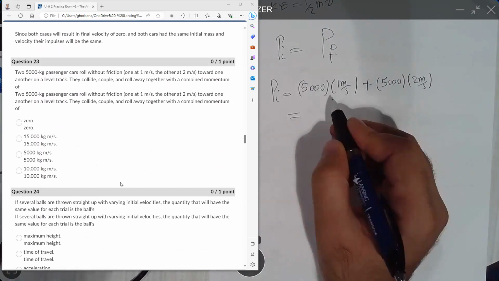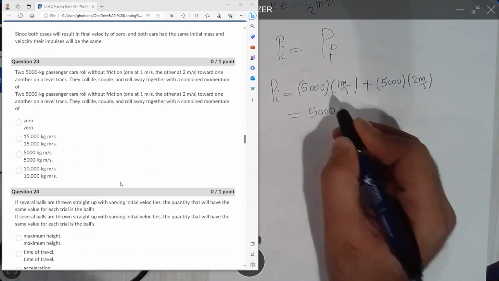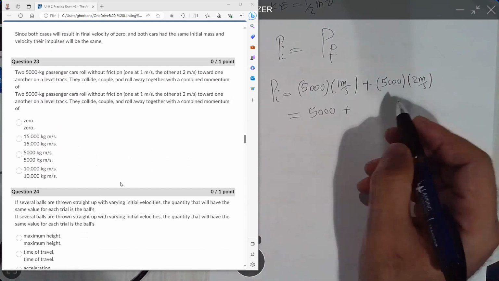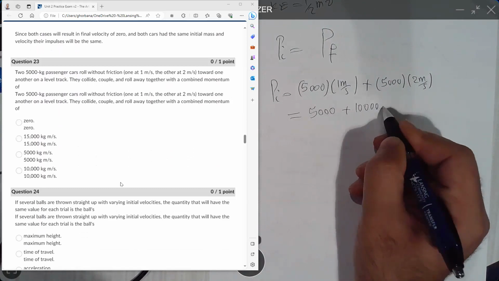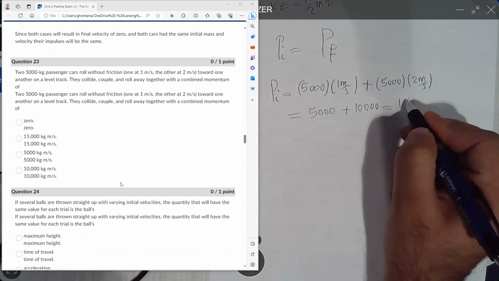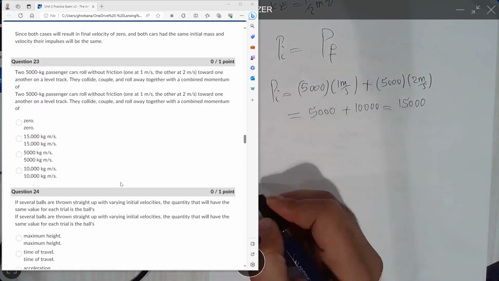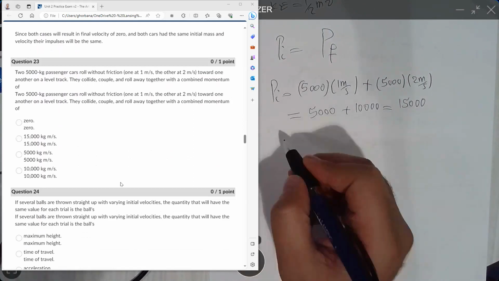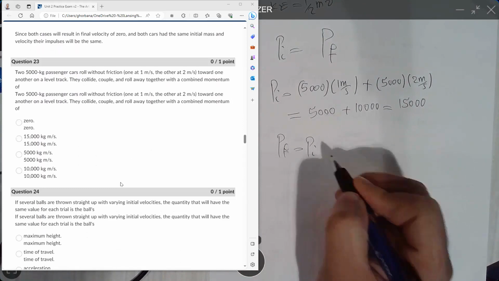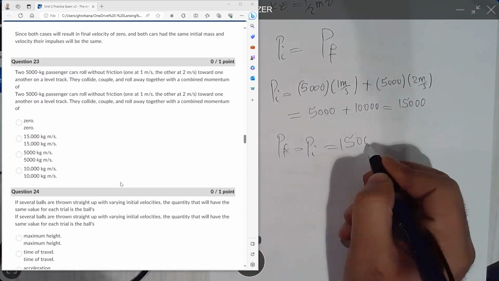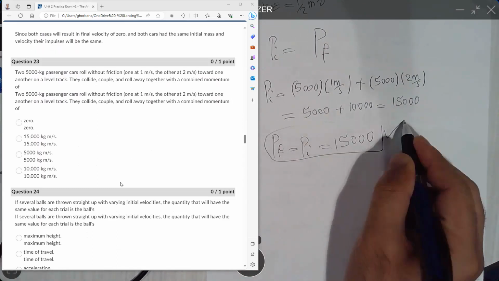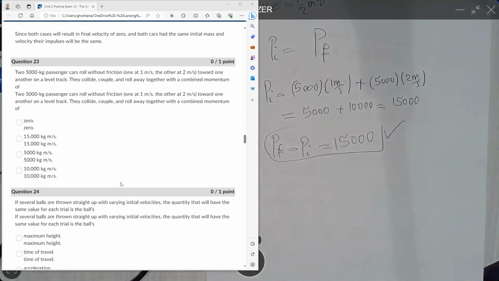5,000 times 1 is 5,000. 5,000 times 2 is 10,000. 5,000 plus 10,000 is 15,000. Okay? So P final should be equal to P initial. What does it mean? The right answer is 15,000. The final momentum is going to be 15,000. Next question.